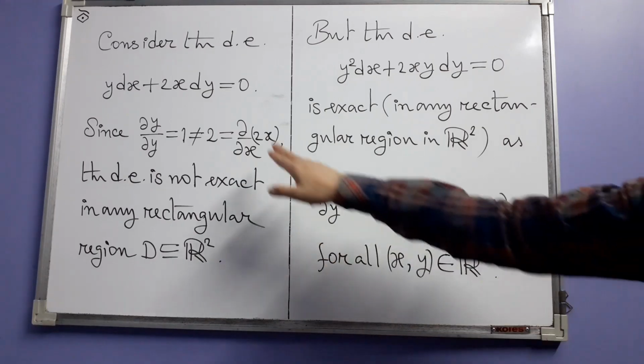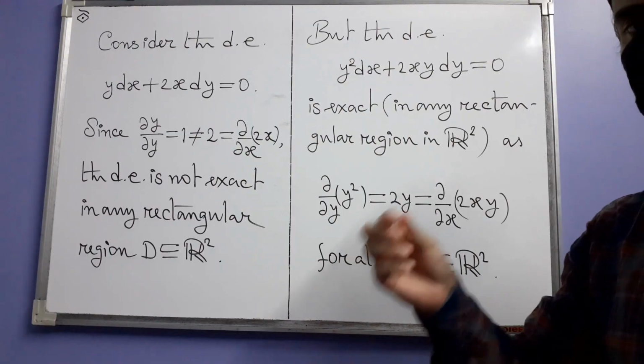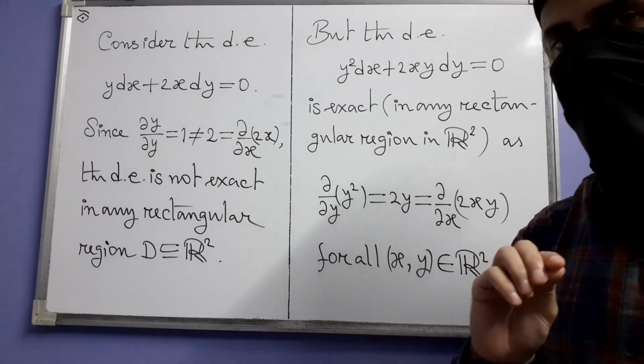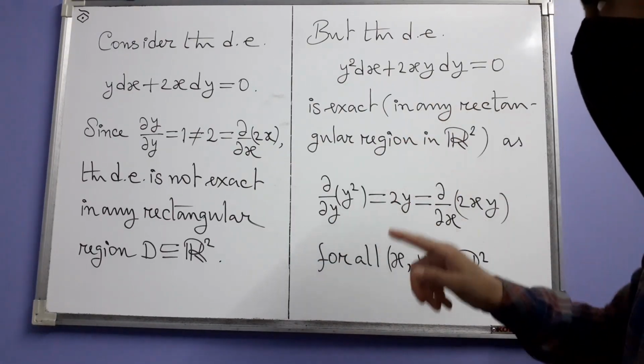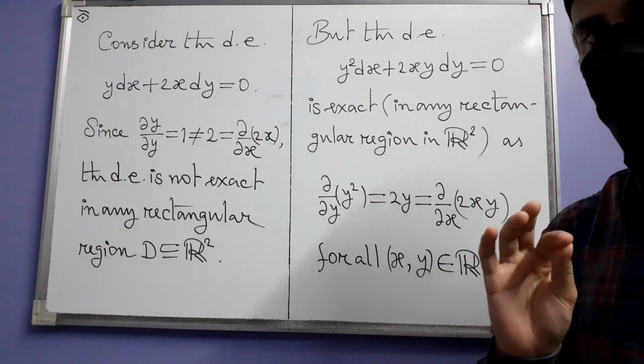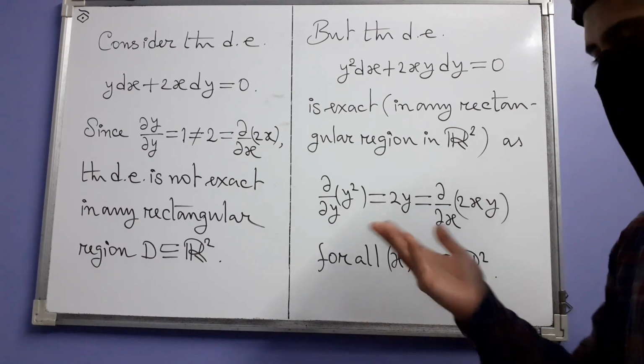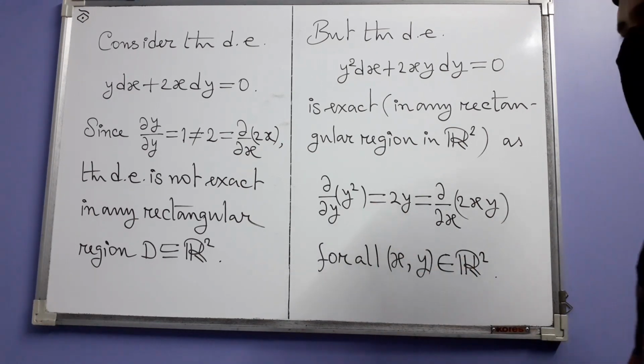So the non-exact equation turns into an exact equation when we multiply it by something. When that happens, that thing by which we multiply is called an integrating factor. So let us see the general definition of an integrating factor.